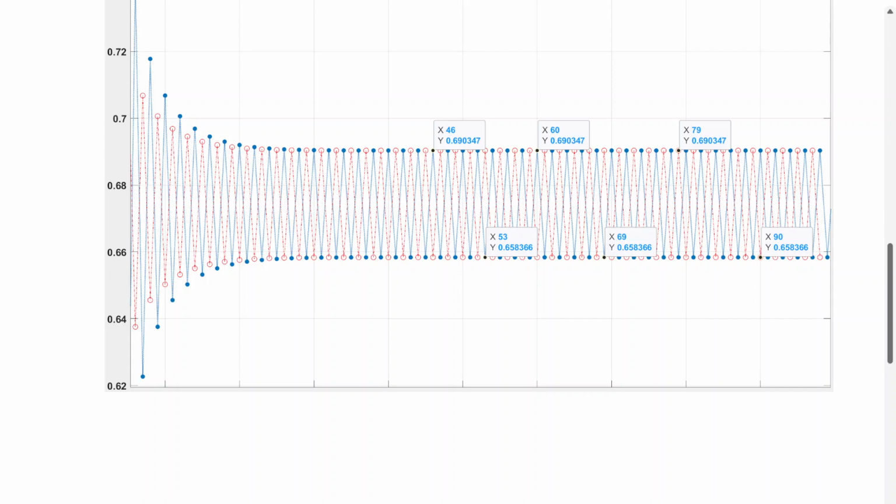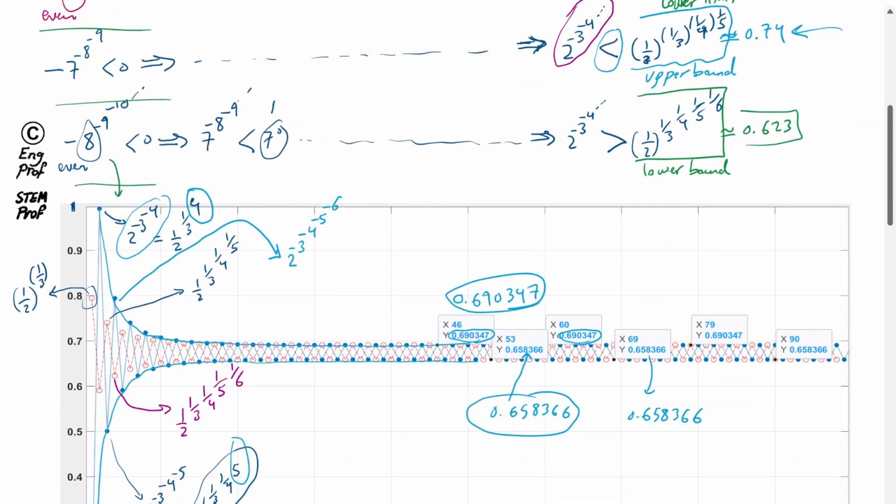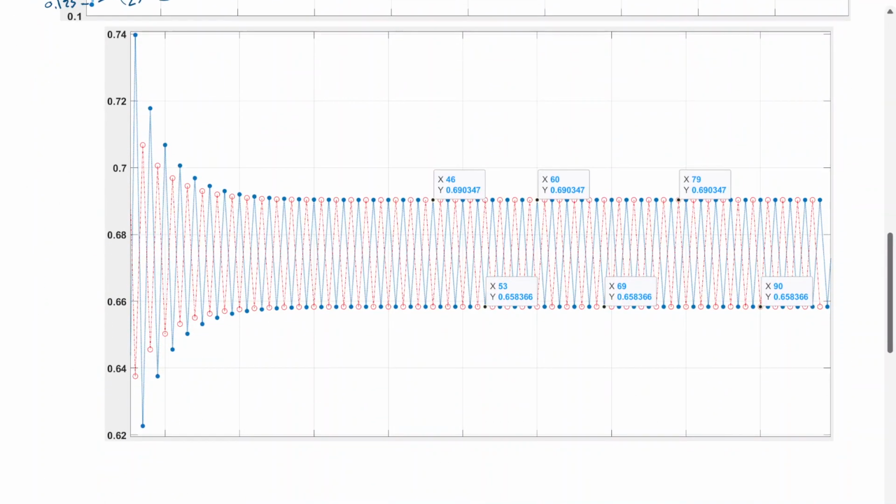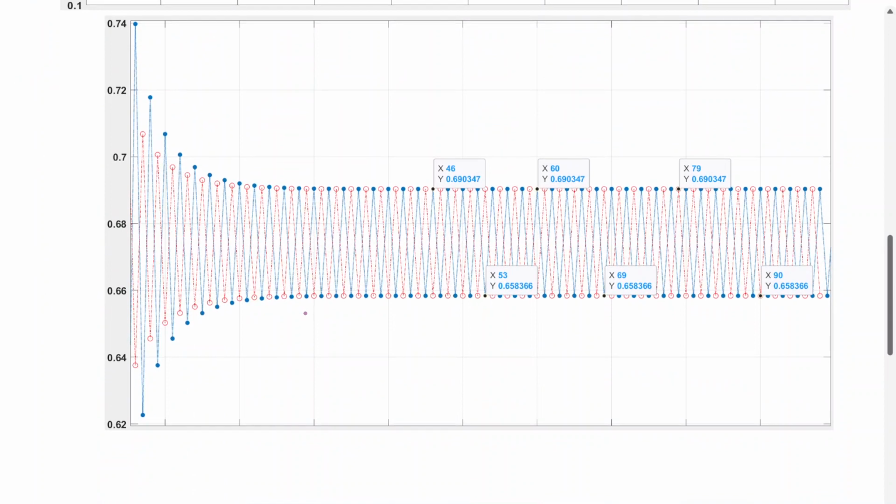So I have zoomed into this range, and when I zoom in on that range, you can see that both the first and second method that are highlighted with the blue and red color dots are converging to the same outcome. Upper bound of 0.69347, doesn't matter if we go with the blue or red, or lower bound of 0.658366, again doesn't matter if we go with the blue or red.